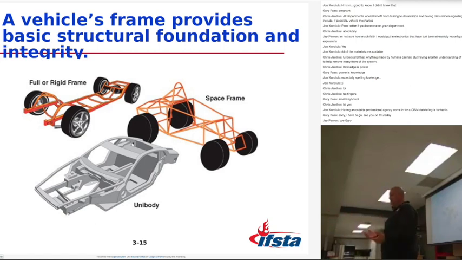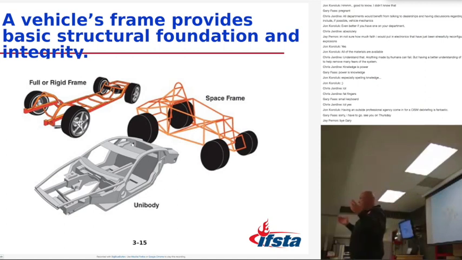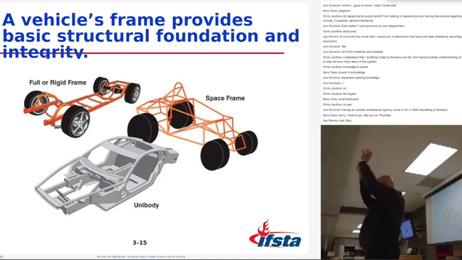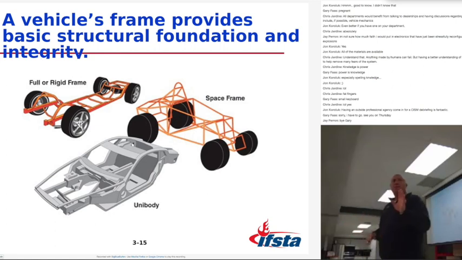A space frame is very similar to a full or rigid frame, but they've got the whole car. Planes are a classic example of a space frame. They've got this entire body, and then they wrap the material that makes up the vehicle around it. Does that make sense? This looks a lot like a dune buggy.